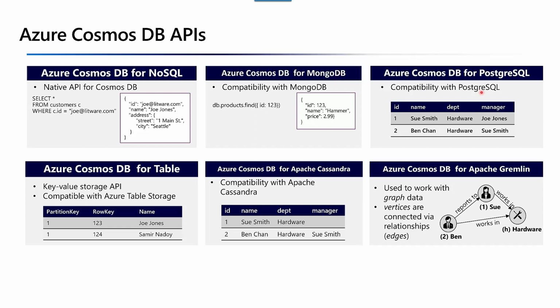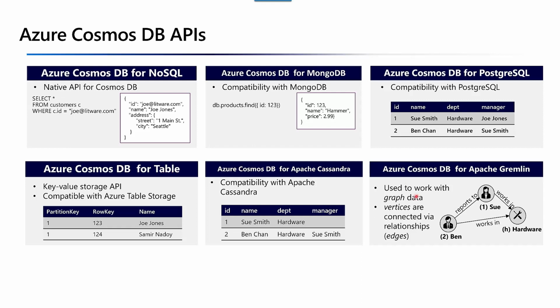Same thing with PostgreSQL. Same thing for Azure Table Storage. But then, why do you have table storage? For example, if you have table storage you've been using and you want to switch to an enterprise service, okay? Key value storage API, then you can use Cosmos DB, and your application doesn't have to change. It provides the same API compatibility with table storage.